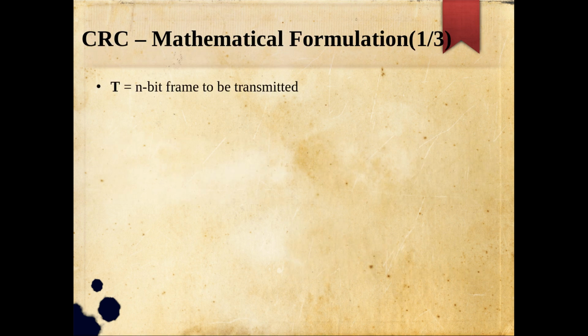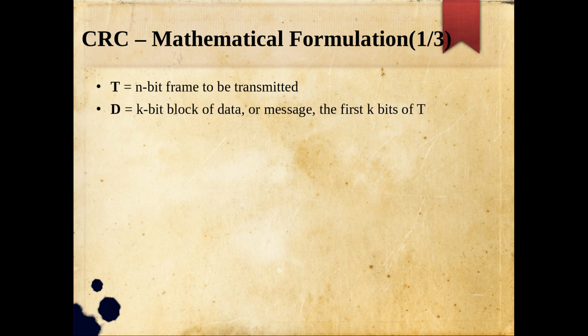We have an n-bit frame to be transmitted, denoted by T. That is the final message from the sender side. We have an original message, and with that message you append the frame check sequence pattern, and after appending it you get an n-bit final frame, which the sender transmits to the receiver. That is denoted by T, and D is our k-bit original message, or block of data. In the final transmitted message T, the first k bits are the original message.